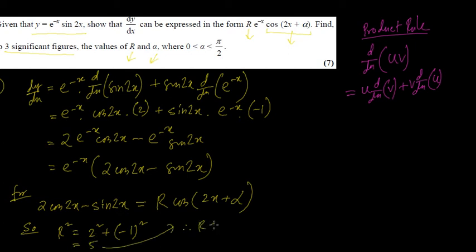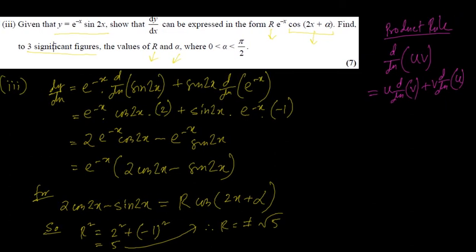Therefore r equals plus minus square root of 5. Remember, they have mentioned you have to find the value to 3 significant figures. That's what you have to find, and you have to find the values of r. This is very, very important.